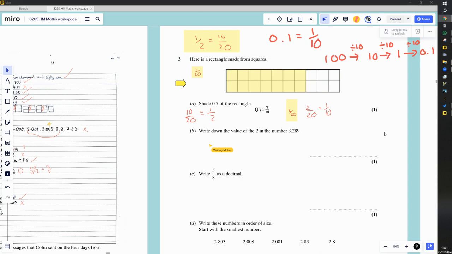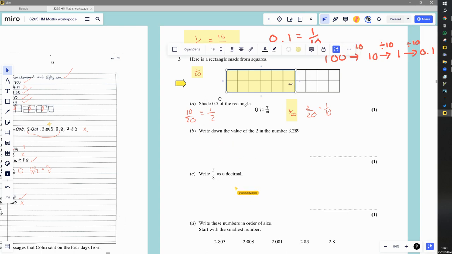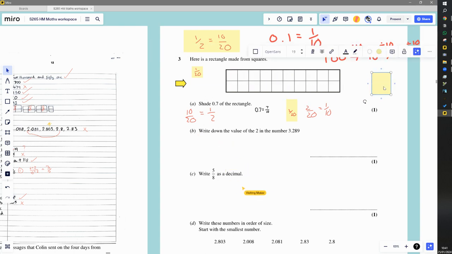Okay. So what I'd like you to do now is, so I'll move this out of the way. And what I'd like you to do is highlight 1/5 of the triangle. See if you can work out how to do 1/5 of the triangle. Sorry, not triangle, rectangle.